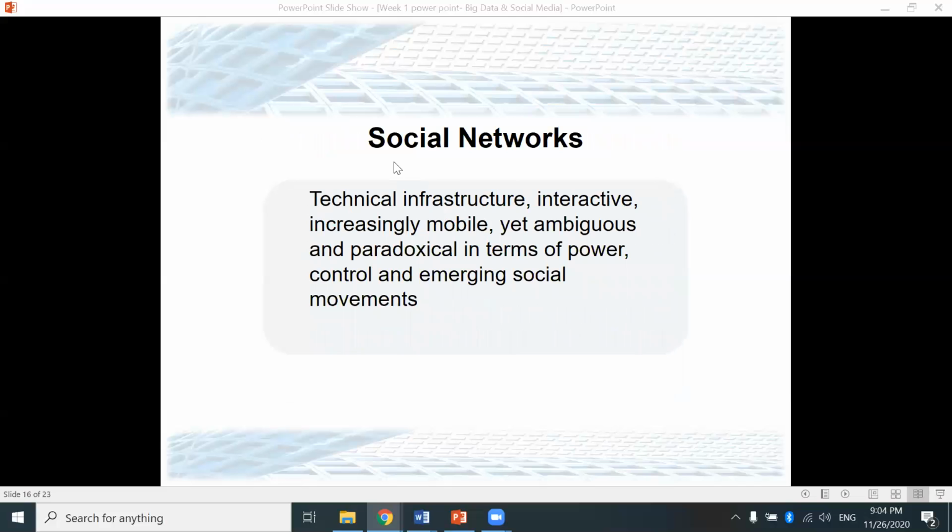Social networks, technical infrastructure, interactive, increasingly mobile, yet ambiguous and paradoxical in terms of power, control, and emerging social movements. So right now, with the technical infrastructure, IT infrastructure, a lot of people do their IT-related stuff, do social media and so on, on mobile devices, and it's more and more common now.